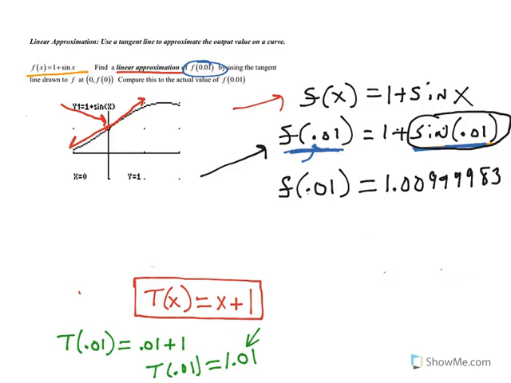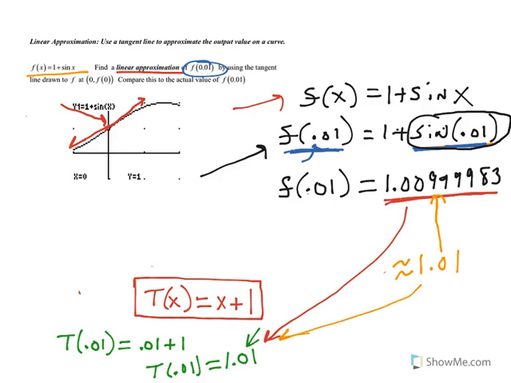So notice this value, the actual output on the curve, is very close to the output on the tangent line. The tangent line output was 1.01. If we round to the second decimal place, we have a 9 here, so that's going to be 1.01, which is the same as the output on that tangent line.